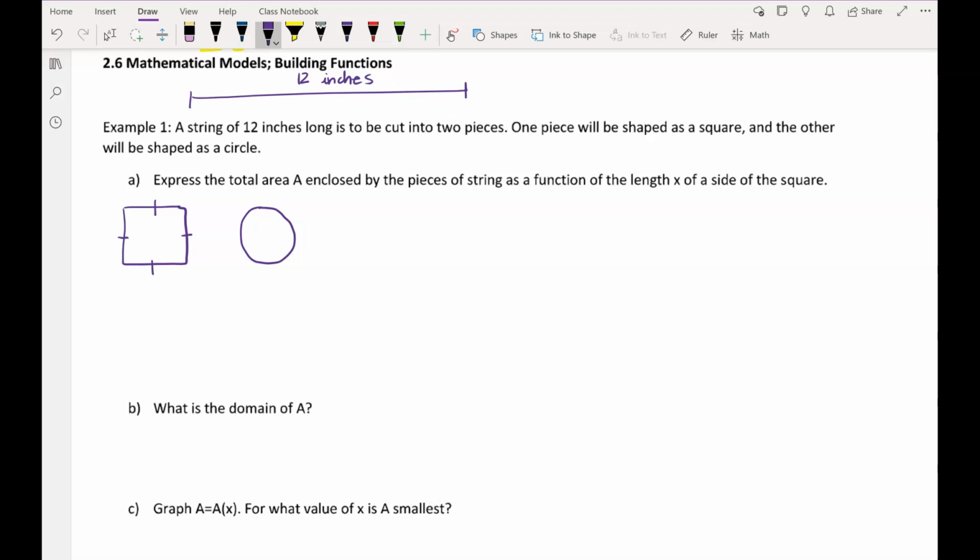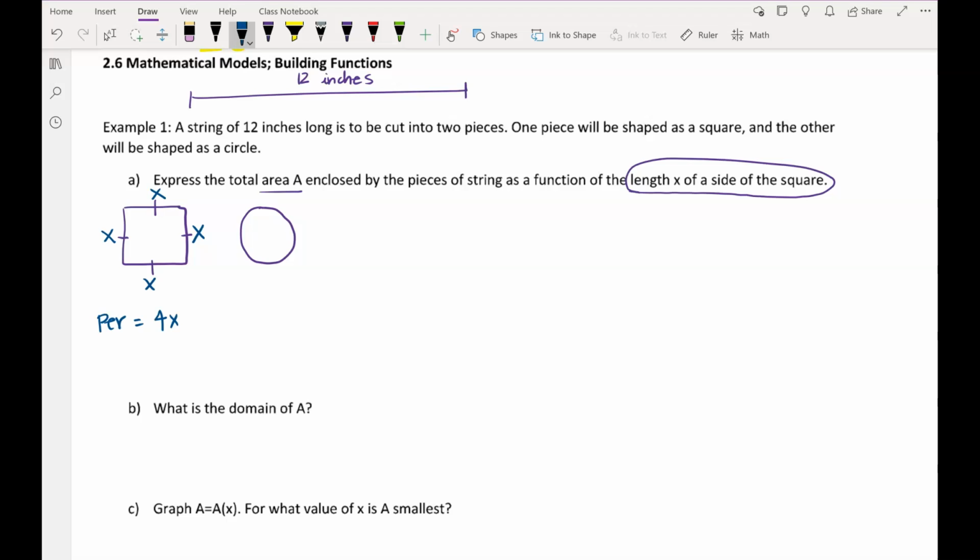Example 1A, express the total area, now called A, enclosed by the pieces of string as a function of the length x of a side of the square. So every single variable, make sure you understand what it is assigned to. So x is a side of the square. As you can see right now, this perimeter is 4 x's, right? Because perimeter is adding up the sides. So currently, we're using 4 x's for the perimeter.